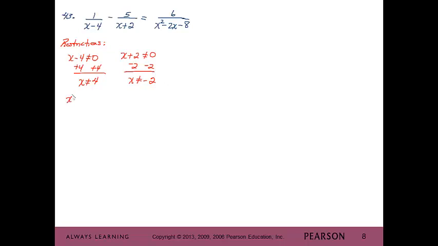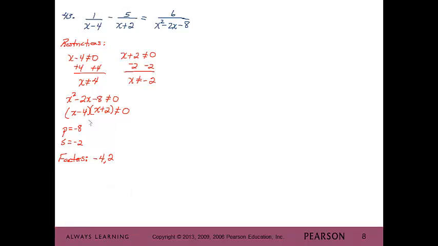And then x squared minus 2x minus 8 cannot equal 0. And in order for us to solve this, we need to factor. So the product is negative 8, and the sum is negative 2. So then the factors of negative 8 that'll add and give us negative 2 are going to be negative 4 and positive 2. So this factors into x minus 4 times x plus 2 cannot equal 0.